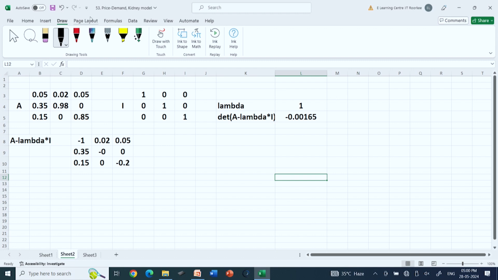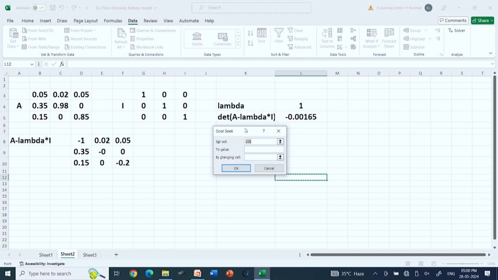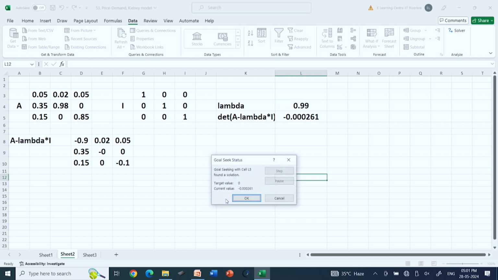Now, go to this data and click what-if analysis and then click goal seek. So, this kind of window will open. What is the goal? The goal is to make the determinant of A minus lambda I 0. So, in place of set cell, you choose this one, so this determinant will go to 0 by changing which cell? By changing this value of lambda. So, this cell, and you click OK.